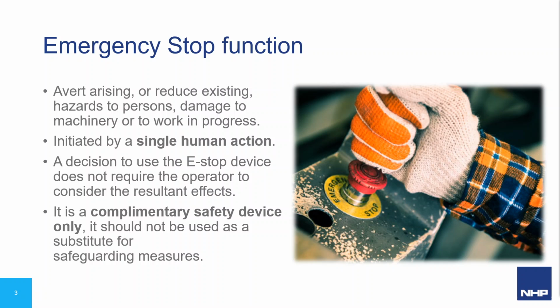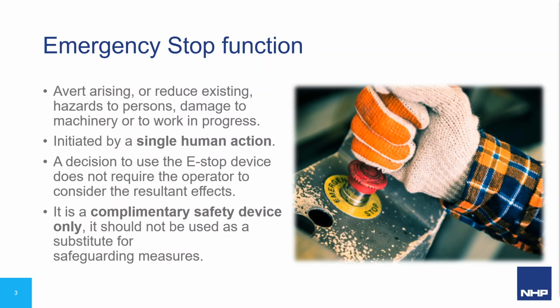What you don't want is someone fumbling around with covers and guards, trying to expose the emergency stop button before they can actuate it, or going through a series of actions in order to safely shut down the machine. Which leads to the next point. The decision to use the emergency device does not require the operator to consider the resultant effects. It should be that if you see something dangerous occurring or about to occur, the last thing going through someone's mind should be whether pressing the e-stop button will result in a more hazardous situation.